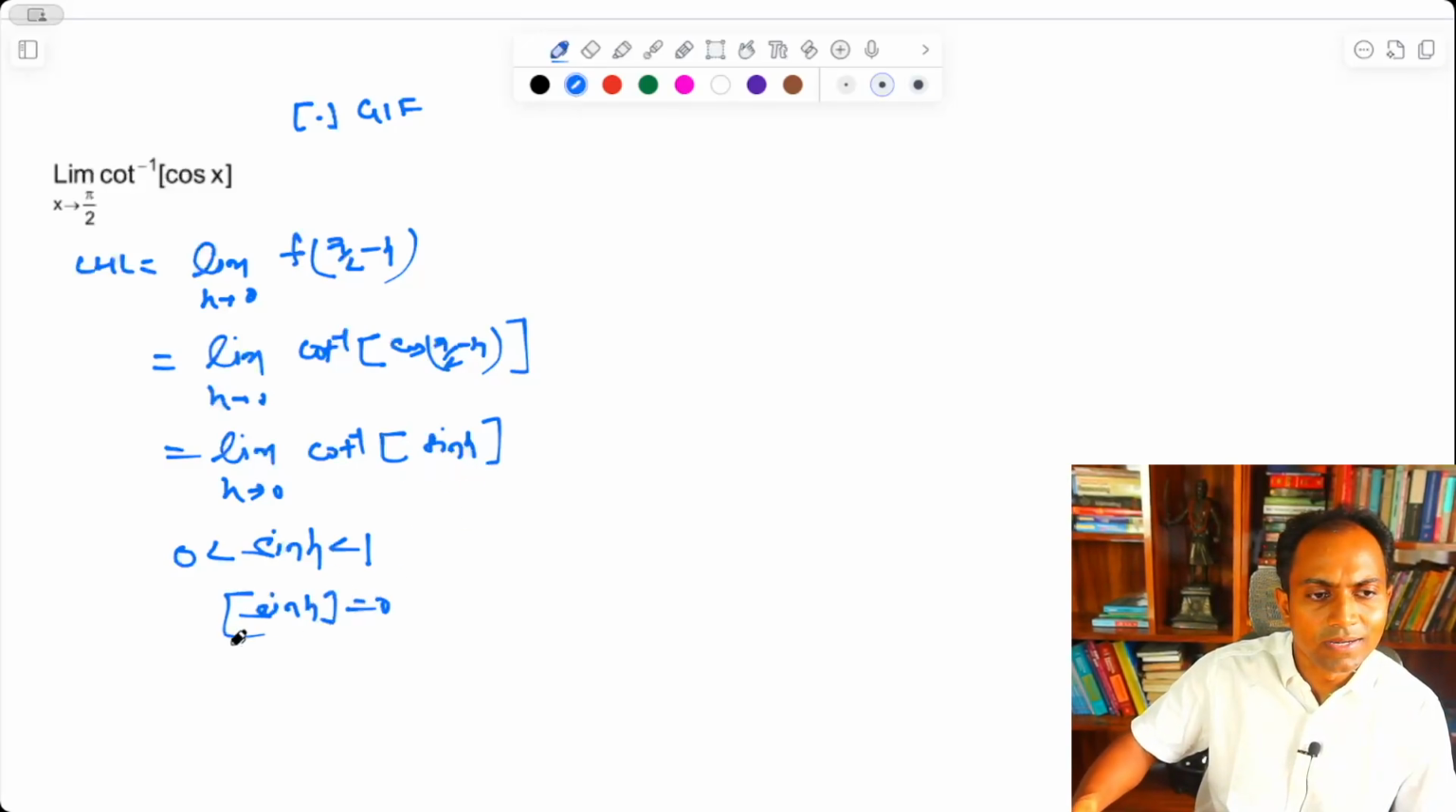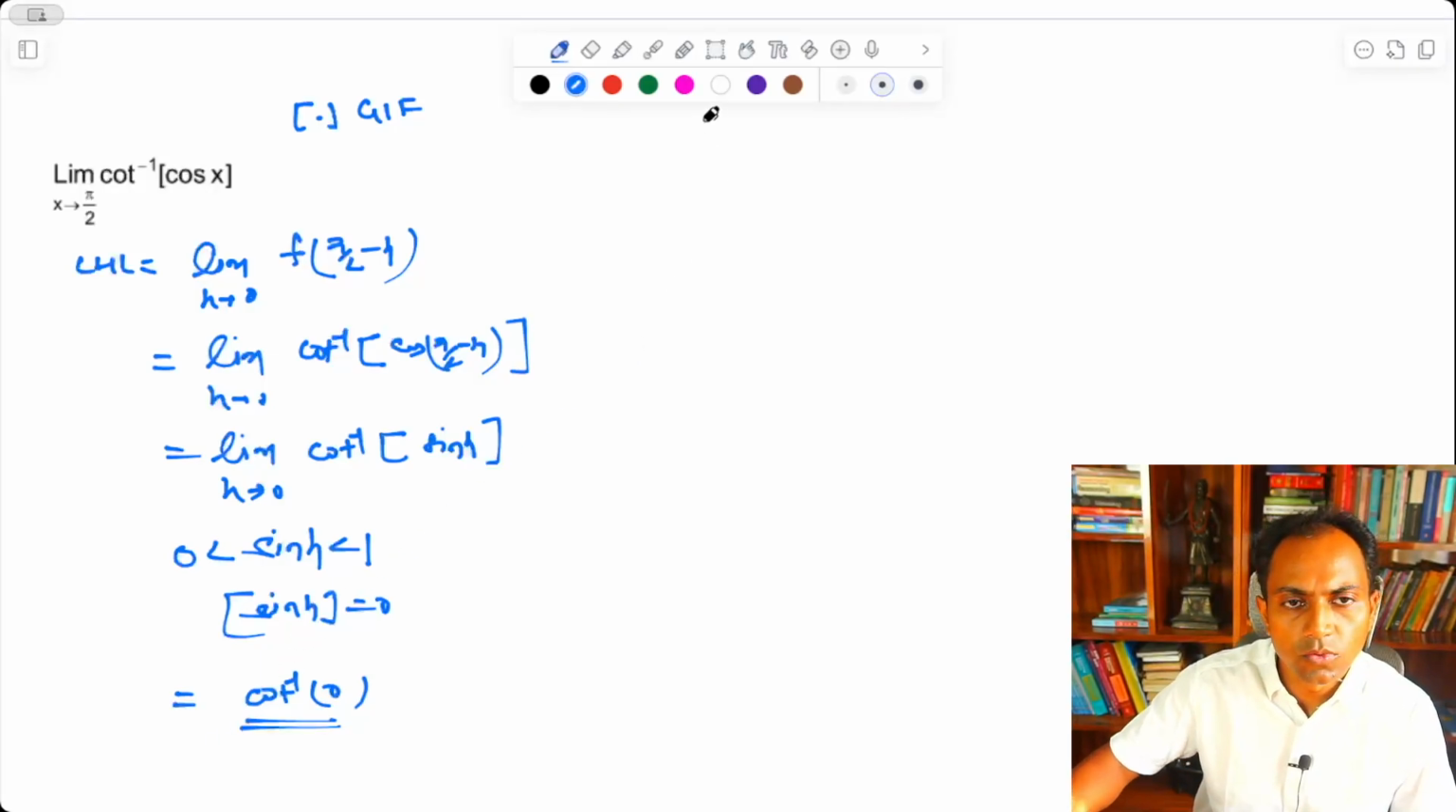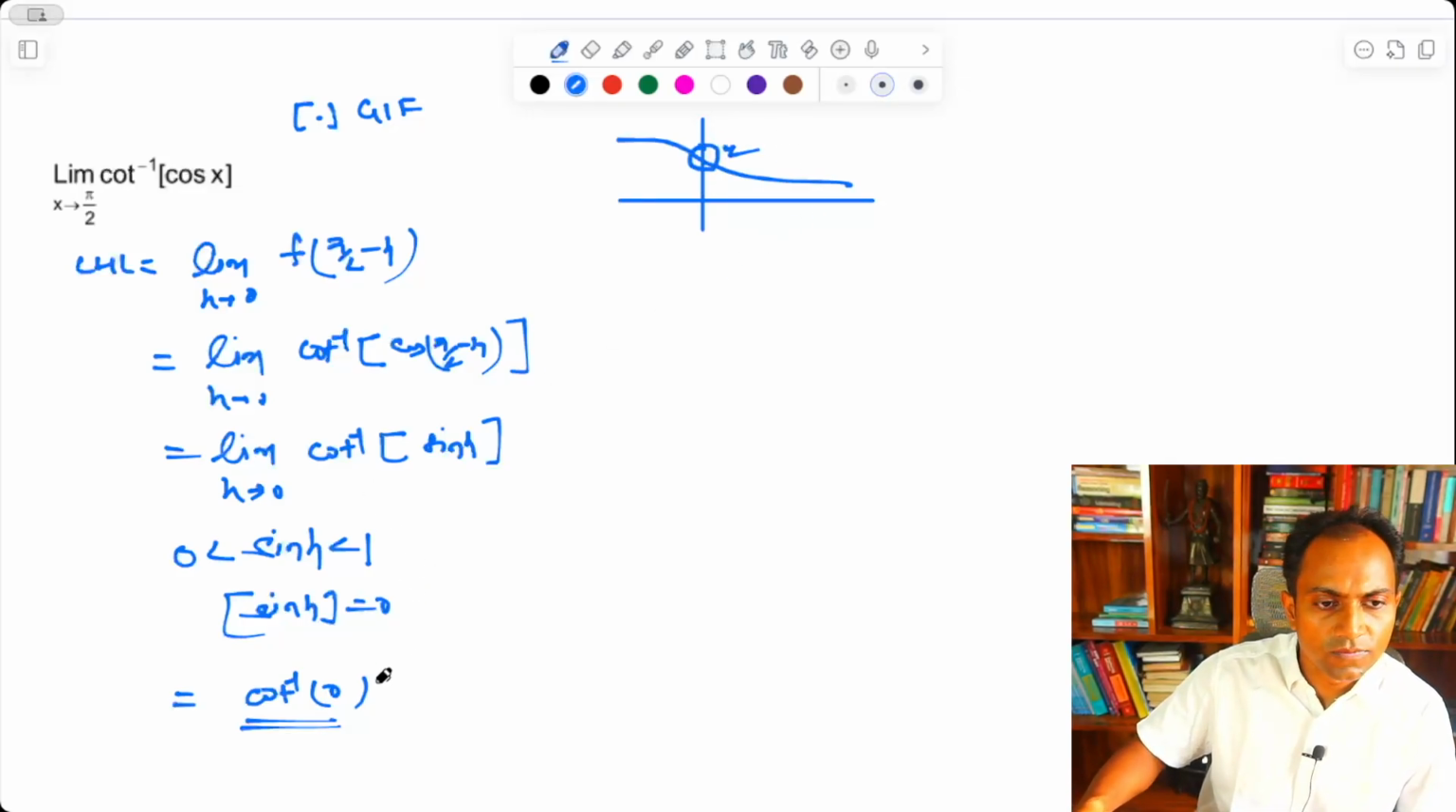So what we are ultimately getting here is the value of cot inverse of 0. This is what we are getting. This is very important to understand. See, now if you look into the graph of cot inverse x, what happens to the graph? Let us see that also. If you look into the value of cot inverse x at 0, it becomes pi by 2. The answer of this question becomes pi by 2.